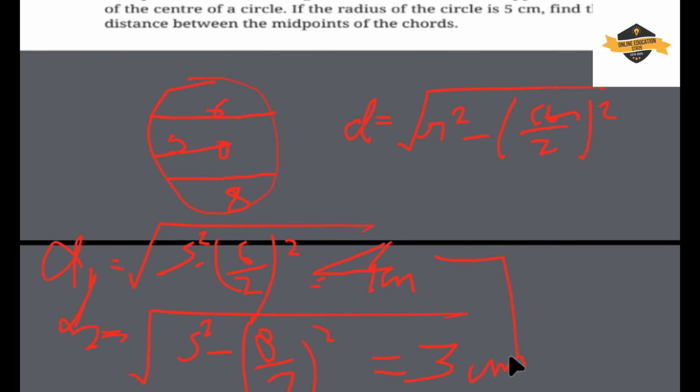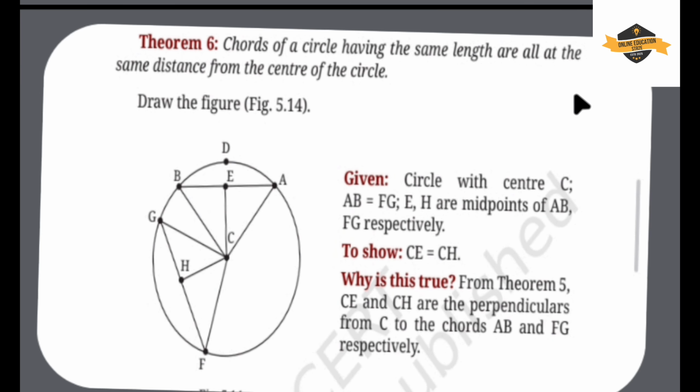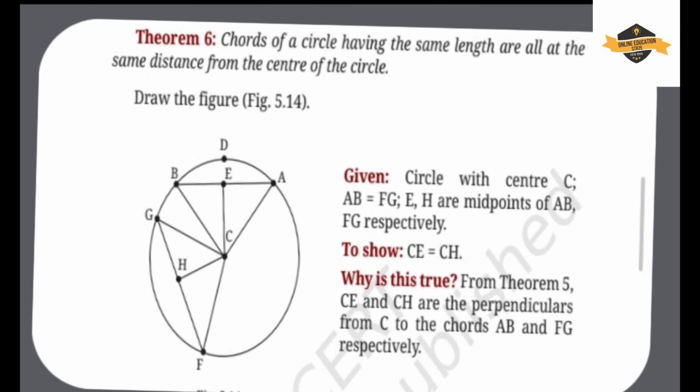Both 3 and 4, equal to 7 centimeters, is the distance between the two midpoints. Again, this is theorem number 6. In this theorem, chords of a circle which are of the same length are at the same distance from the center of the circle.